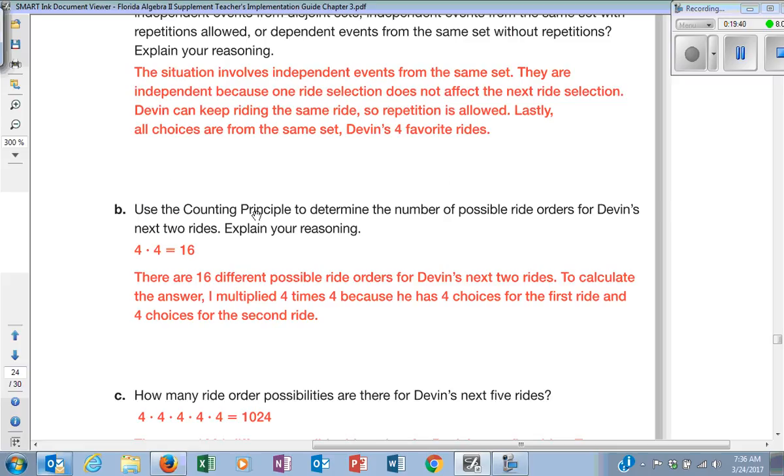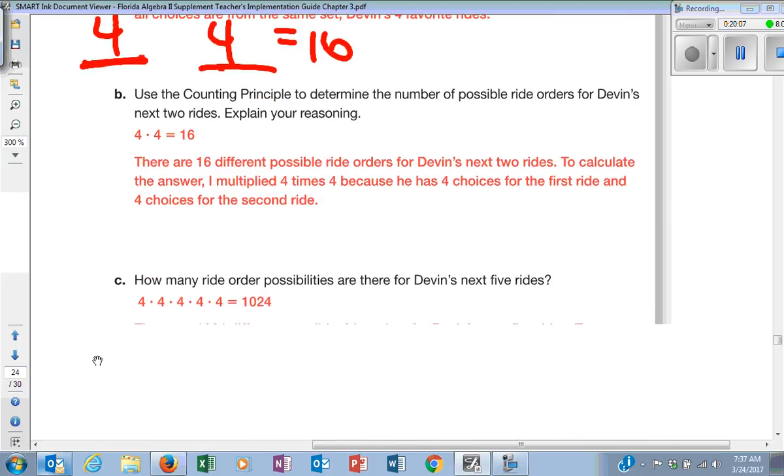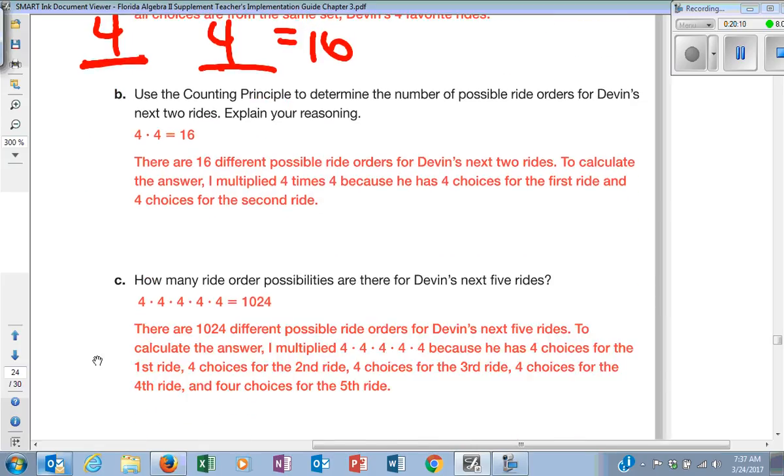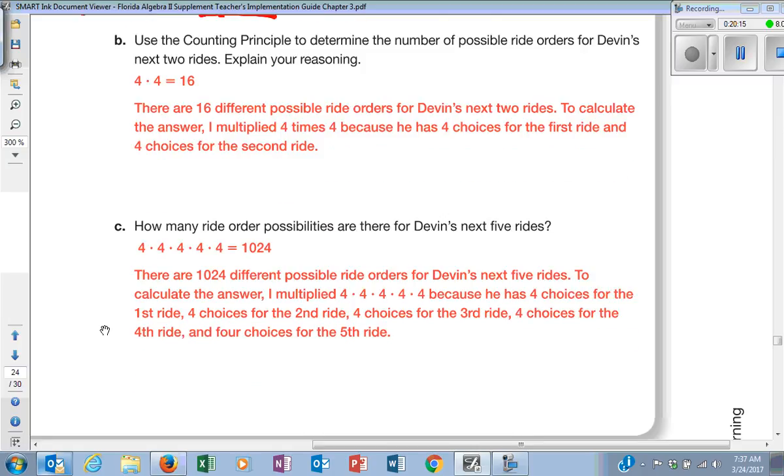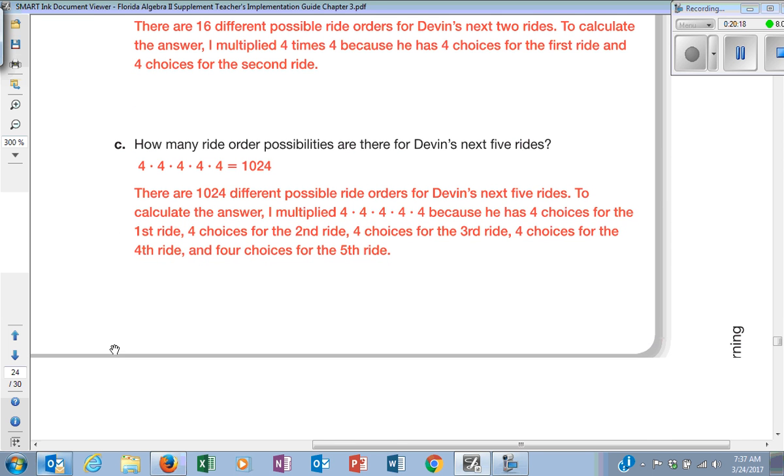Use the counting principle to determine the number of possible rides for Devin's next 2 rides. How many holes do we have to fill? 2, right? His next 2 rides. How many options does he have for this one? 4. How many options does he have for his next one? And so how many different orders could there be? 16. Does everybody see where this is coming from? Next 5 rides, how many holes do we have to fill? 5, yes? So then you got 1,024. Does everybody see where this is coming from?